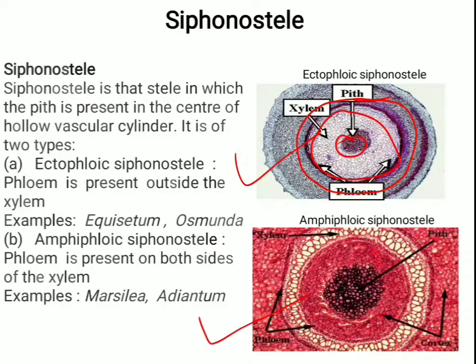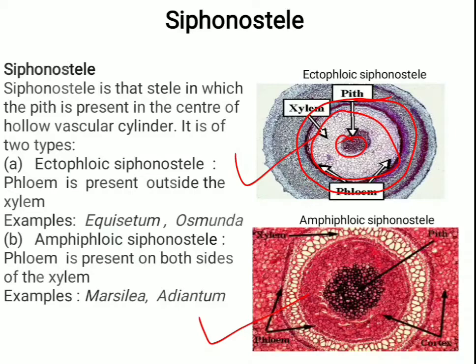Phloem is present outside of the xylem, which means the xylem is arranged on the inner side of the phloem, and on the inner side of the xylem the pith is present. This type of arrangement is known as ectophloic siphonostele. Then amphiphloic siphonostele: the phloem is present on both sides of the xylem.